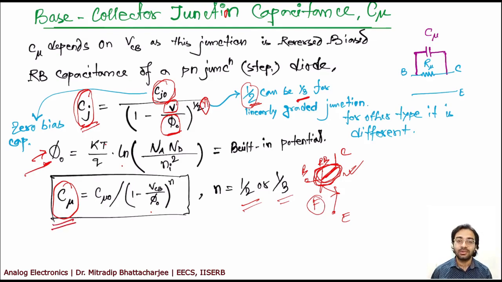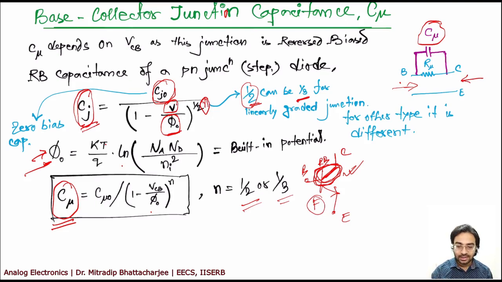Now where does that C mu sit? We have already seen R mu previously, if you remember. Even while I was discussing in the previous classes, I said that between base and collector you have a resistor which is generally very high because it is reverse biased. Just across this resistor you now have C mu. Now this is more or less an RC. That means there is a time relationship between the input and output. Whether you like it or not, it is there.